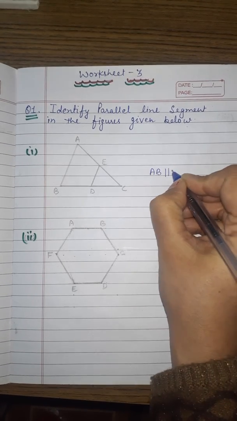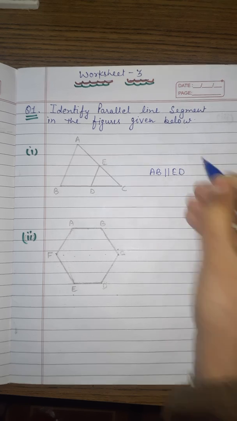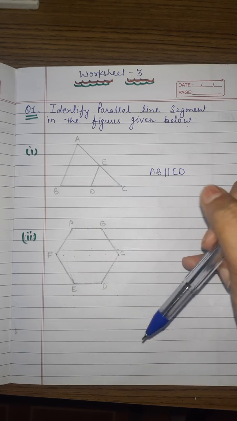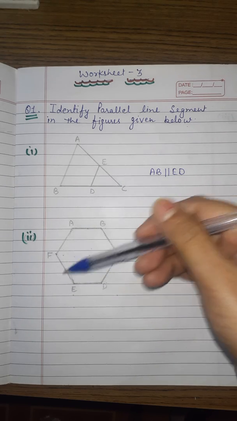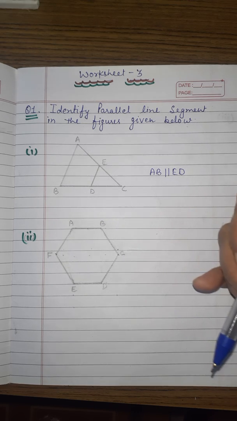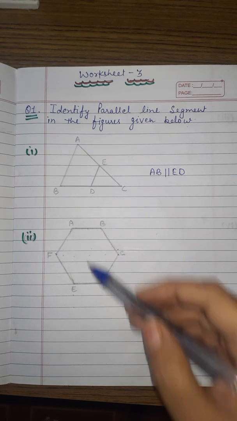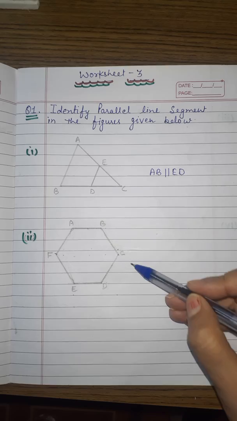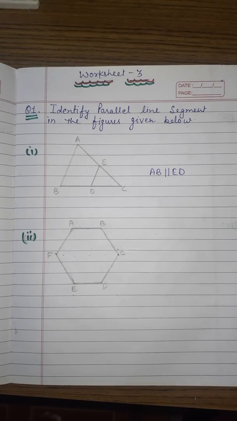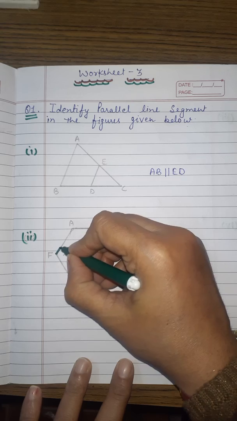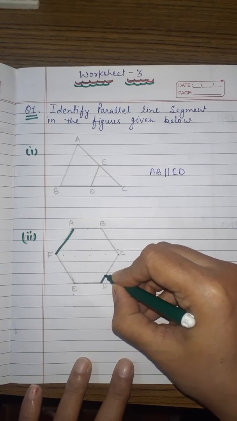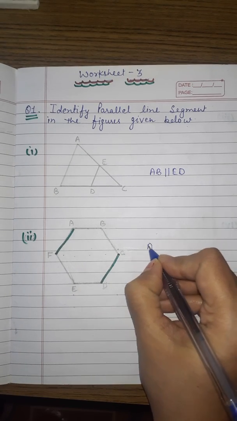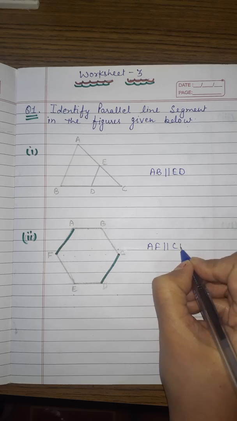So there is only one pair of parallel lines, that is AB parallel to ED. Now in the next figure, that is a hexagon, it has 6 sides, and you have to identify how many pairs of parallel lines there are. Look here, EF. Which line is parallel to EF? That is CD. You can see here AF is parallel to CD. So the first pair is AF parallel to CD.